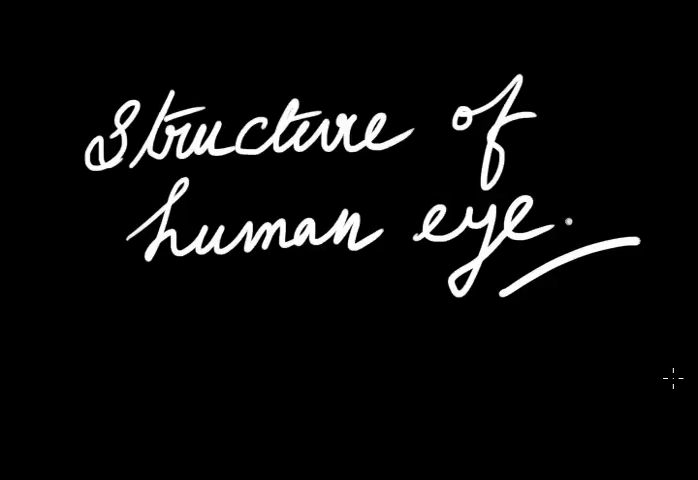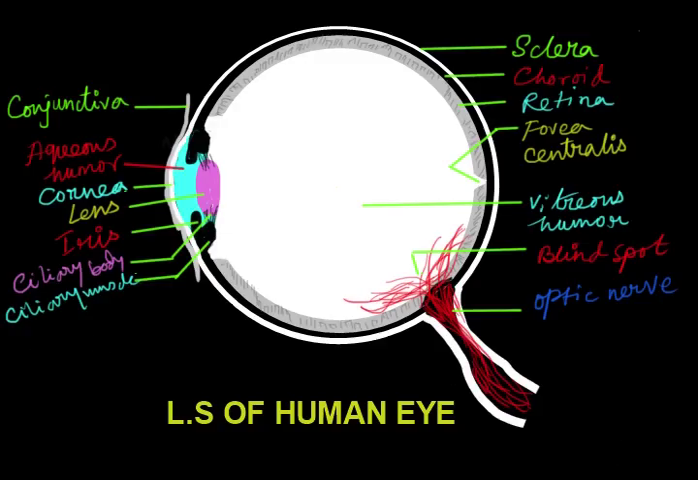Here we are going to discuss the structure of the human eye. We all know that the eye is an important organ of the animal body, and this is the rough structure of the human eye through longitudinal section. The human eye is somewhat spherical, or ball shaped, and is composed of three layers.